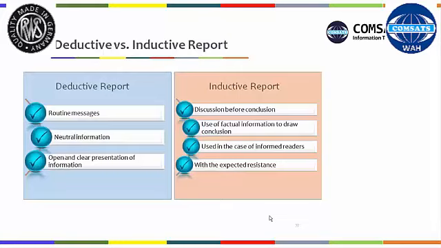And why is that so? Because point number 3, as I explained to you, is that inductive mode is used in case of your informed readers. They are well aware of all the statistics, the figures, the graphs. They are well aware of the background, and that's why they will be giving you a tough time, which is basically the expected resistance. So how would you come out of this problem if we consider it as a resistance? How are you going to face it?